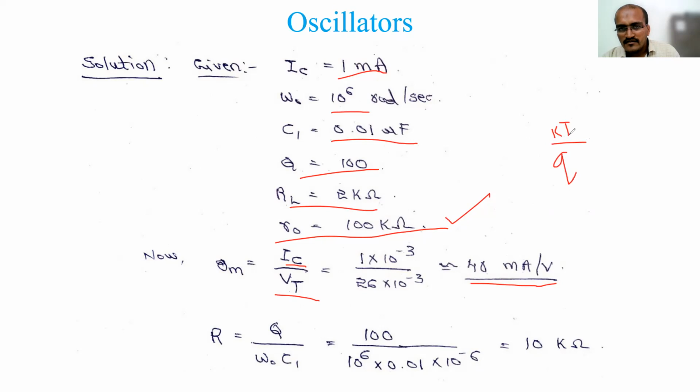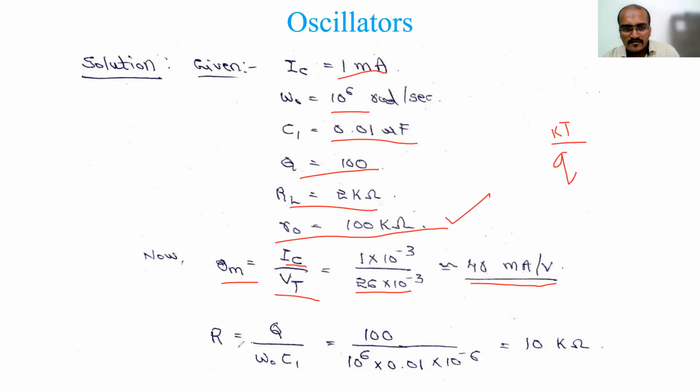300 degree Kelvin or 27 degree centigrade, divided by Q, the charge, 1.6 into 10 to the power minus 19. Okay, so if you substitute that, you will get approximately 26 millivolt. So that is what I have included here, 1 by 26. So milli cancels out, and it comes to approximately 38 point something. So it is taken as 40 milliamp per volt, because it is a standard value for a collector current of 1 milliamp. Okay, so this is the first calculation.